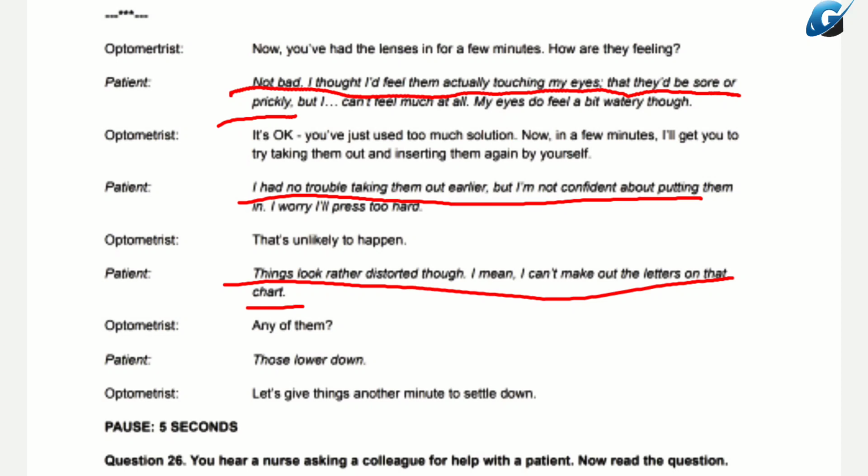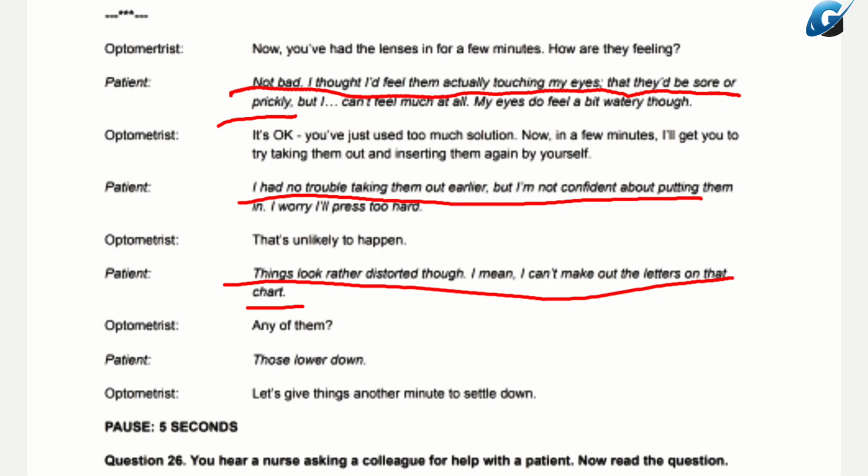Then another point they have mentioned: I had no trouble taking them out earlier. So he's clearly saying he is not having any difficulty in removing them, but he's simply saying, I am not confident about putting them in. So you might get confused over there. Think that he's clearly saying he's not having any issues with taking them out. Now, see here: things look rather distorted though. I mean, I can't make out the letters on that chart. He's saying it is looking distorted, or he's unable to make out the letters, in the sense that he is having blurred vision. He's unable to read.